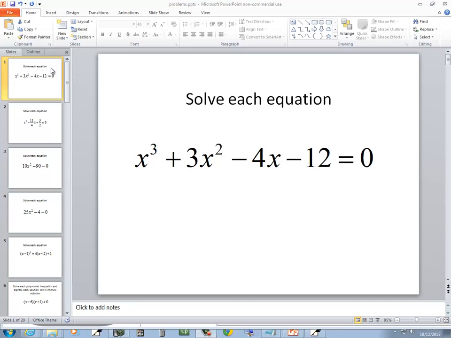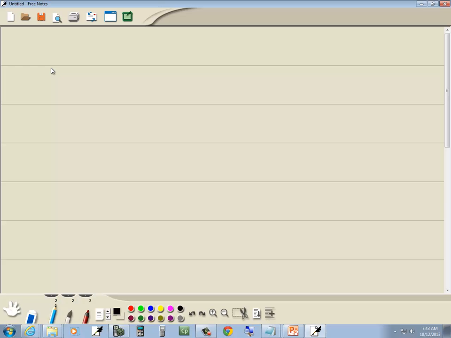In this problem, we want to solve this equation. So we've got x to the third plus 3x squared minus 4x minus 12 equal to 0. Now, zero factor property is how we're going to do this.